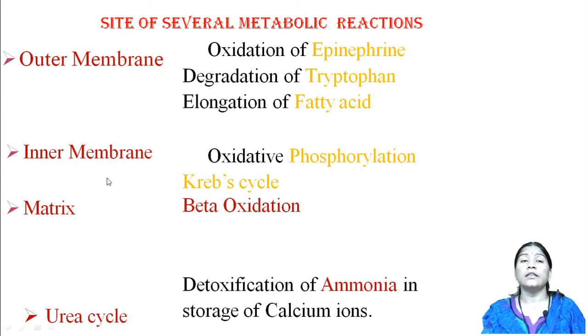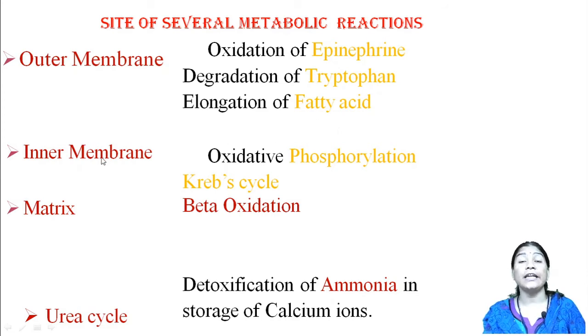For example, take the components of mitochondria, that is, the outer membrane. The outer membrane is the site of oxidation of epinephrine, degradation of tryptophan and the elongation of fatty acids. So, the outer membrane is the site of these metabolic reactions.